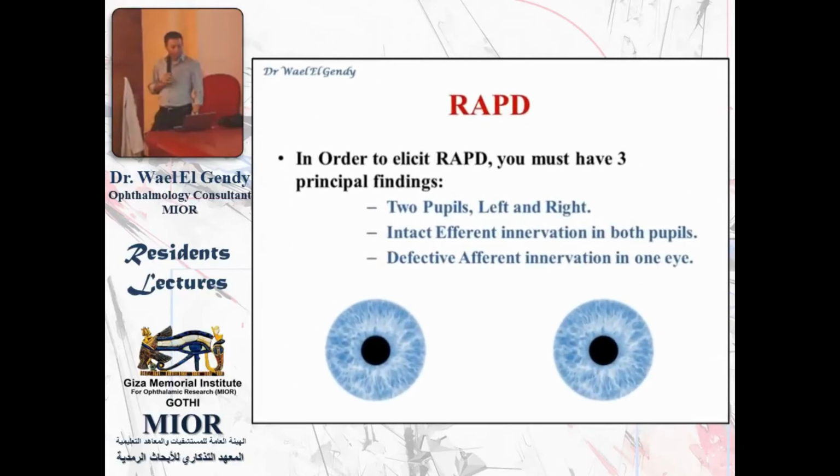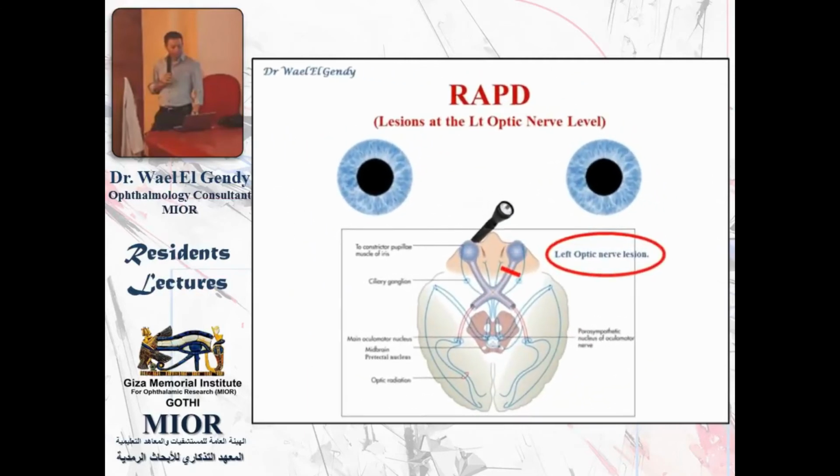In order to have a relative afferent pupillary defect, you must have three things. You must have two pupils, left and right, so you can compare between them. You have to have intact efferent innervation for both pupils, and you have to have a defective afferent innervation, which means afferent pupillary defect in one eye.